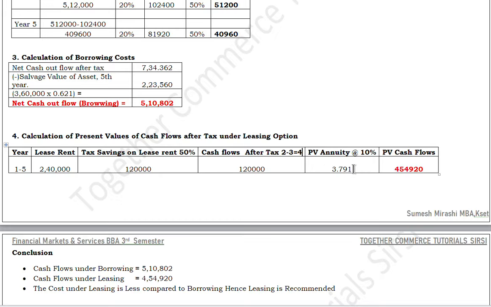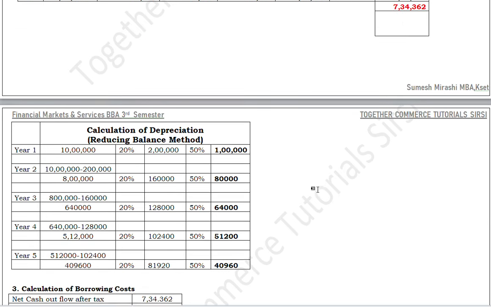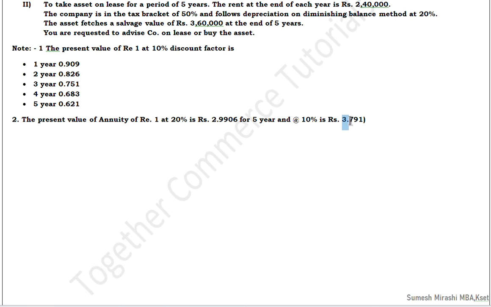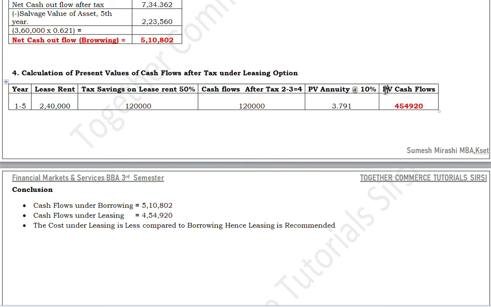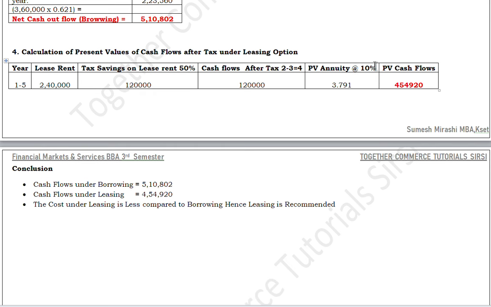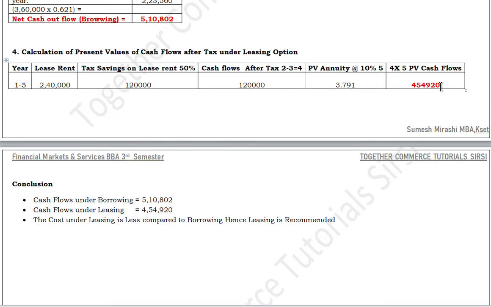Then PV annuity at 10%. This is given in the adjustment, 3.791. You can see it here, 3.791. That is to be taken from the question. Then you should multiply these two columns, that is the fourth column and the fifth column. This is the fifth column. Let me make a note. So the last column is the fourth column into the fifth column, which gives you PV of cash flows. Then the answer you'll be getting here is 4,54,920. So this is the cost he will incur if he opts for a leasing option.